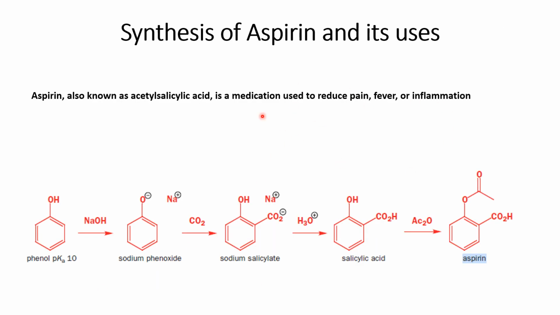The next one, synthesis of aspirin and its uses. Aspirin, as I told you, is used as an analgesic. So the starting material is phenol. Phenol reacts with sodium hydroxide and forms sodium phenoxide. Sodium phenoxide with CO2 treatment forms sodium salicylate. Sodium salicylate on hydrolysis gives salicylic acid. Then salicylic acid, when treated with acetic anhydride, forms the final product aspirin, that is acetyl salicylic acid. It is used as an analgesic.